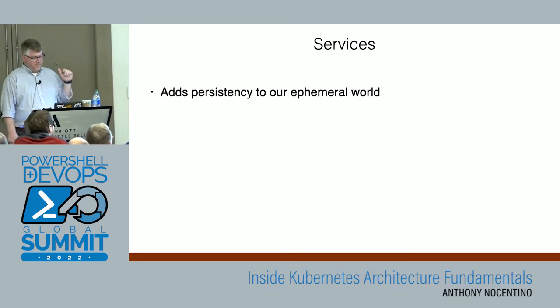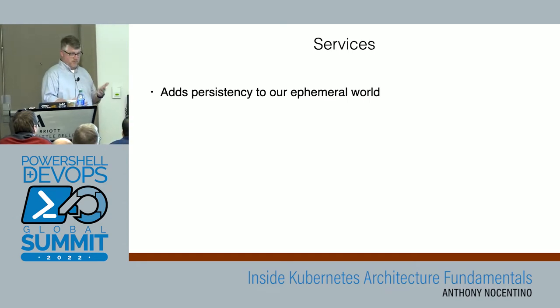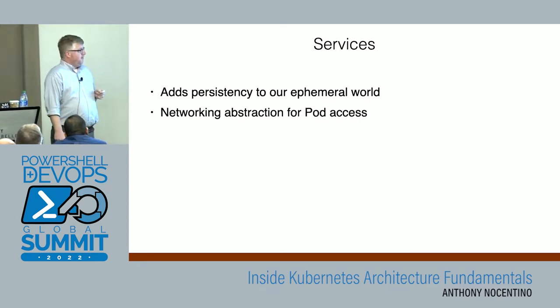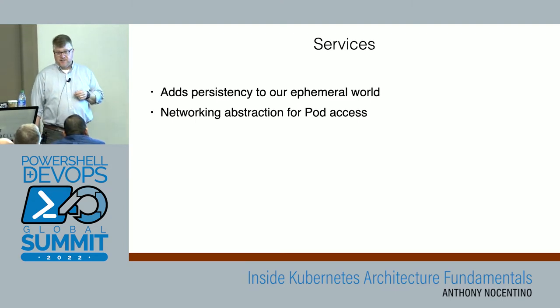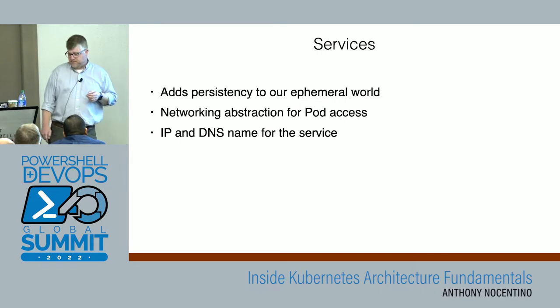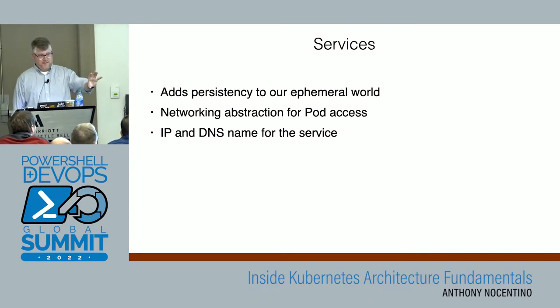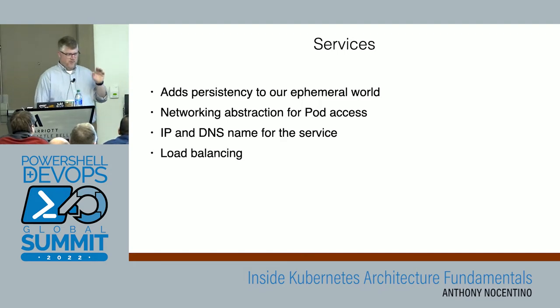Services, as we've described, add some persistency to this ephemeral world. As things change, I don't want to have to keep up with where they live inside of my cluster. And so it provides a networking abstraction for access to the things that are running in my cluster, right? The pods or the container-based applications. I'll get both IP and DNS, and that IP and DNS will persist for the lifecycle of the service that I've defined. So in conjunction with creating a deployment, I also create a service which describes access to that deployment. We'll see really cool graphics in a minute.